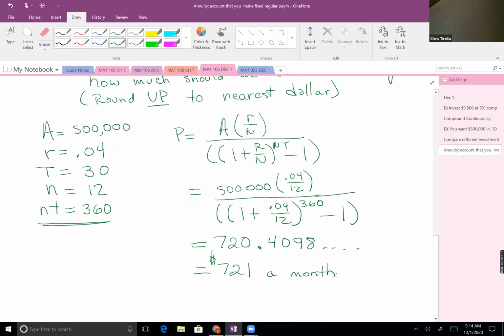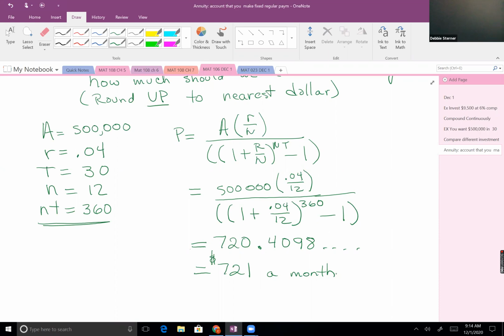Is everybody else getting that same amount? Yes, I did get that. Okay. Does that seem more manageable, if you want $500,000 in 30 years, to start setting aside $721 a month? What would that be? About $170 a week, something like that? That's more manageable than throwing in $150,000 now, isn't it?